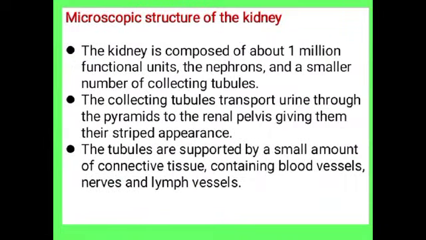The microscopic structure of the kidney. Now we are done with the kidney at large, but we are still under the kidney and want to talk about its functional unit. The functional unit of the kidney is called the nephron. Each kidney consists of about 1 million functional units, the nephrons. And they have collecting tubules, through which the urine that is produced is transported to the renal pelvis, up to where the urine reaches the bladder and exits from the body.